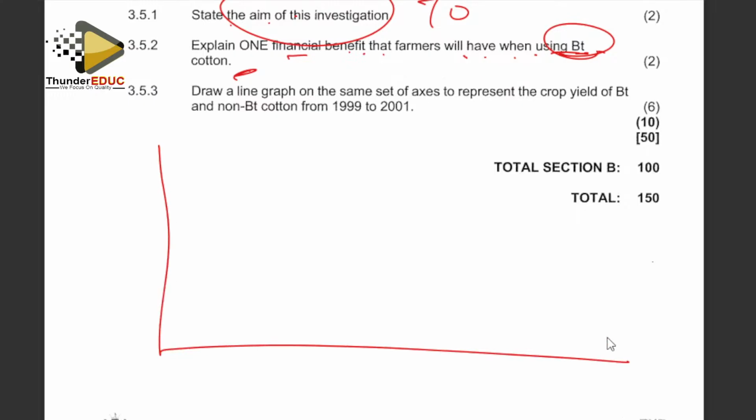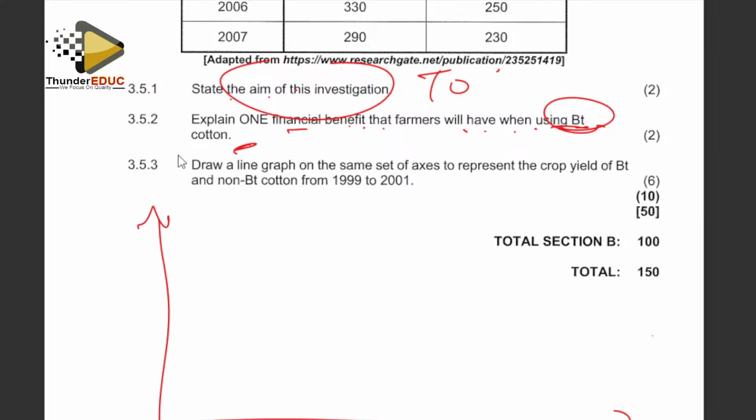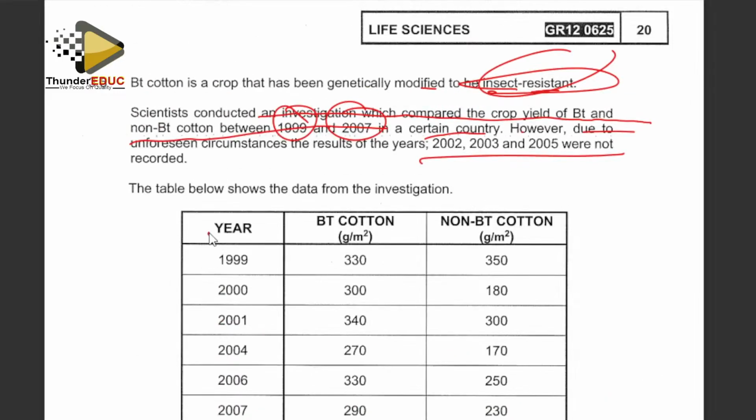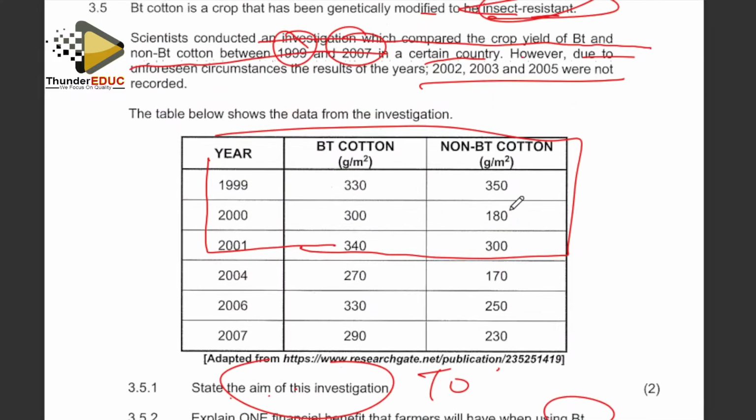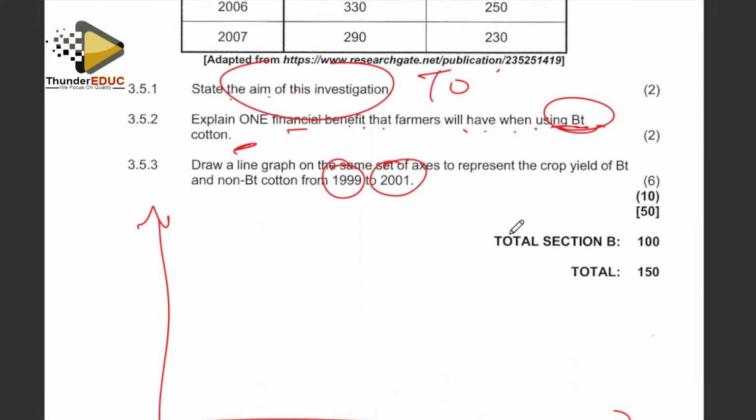Some people were drawing a bar graph. They said line graph. And guess what? Some of you didn't see this. They said from 1999 to 2001, meaning you're supposed to draw only this. Only that. Some people did some mistake. I see someone here saying they did some small mistake.